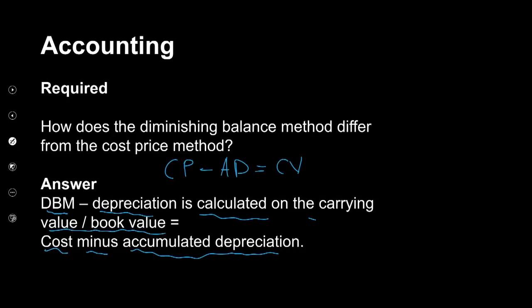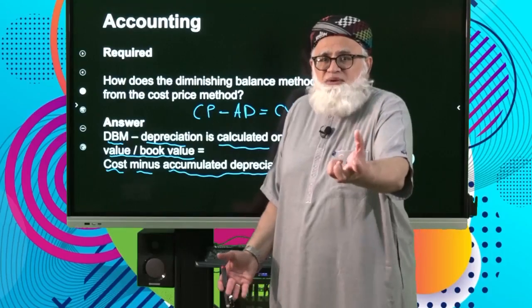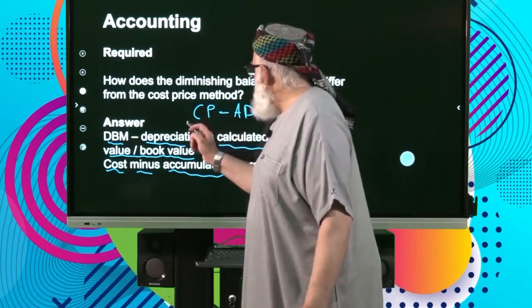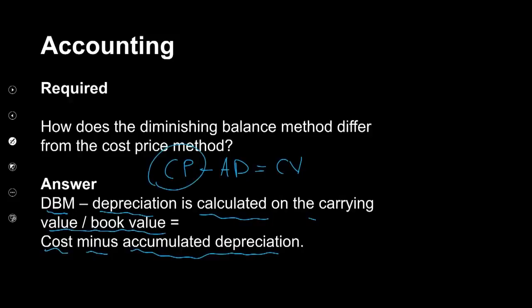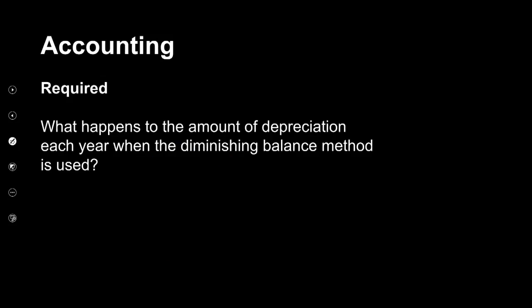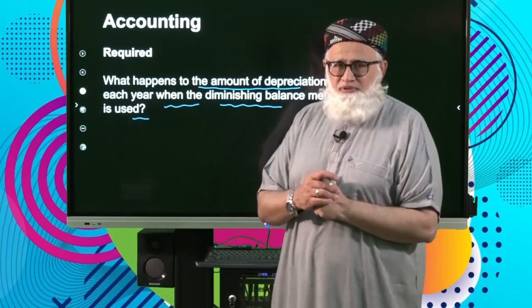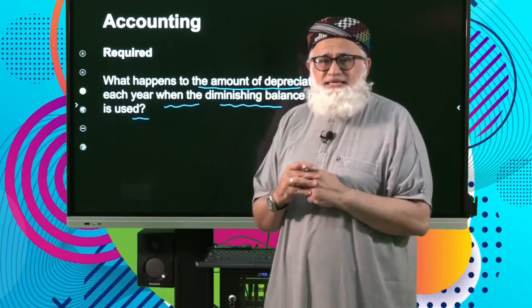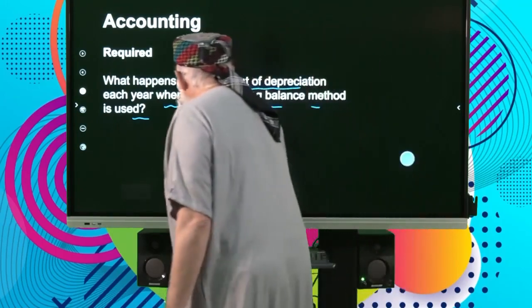So how does it differ from the cost price method? On the cost price method, you only calculate depreciation on the cost. You don't take into account the accumulated depreciation. What happens to the amount of depreciation each year when the diminishing balance method is used? Think about it. But before you think about it, let me give you another example, just to set your mind at ease.